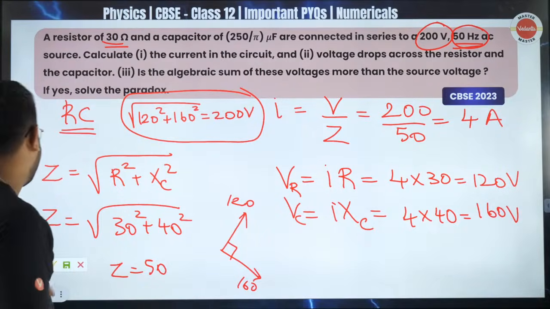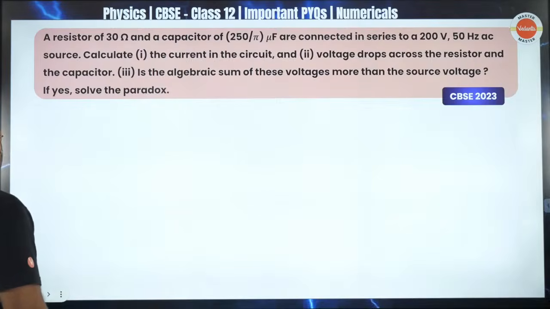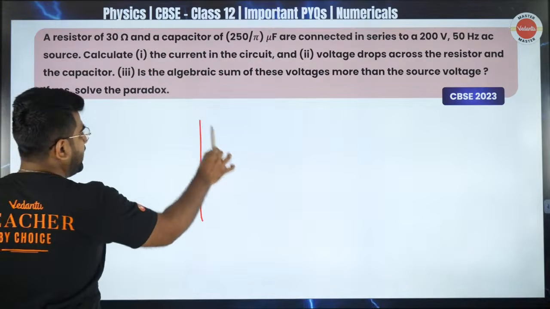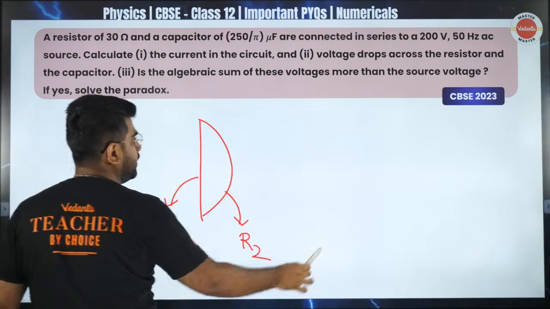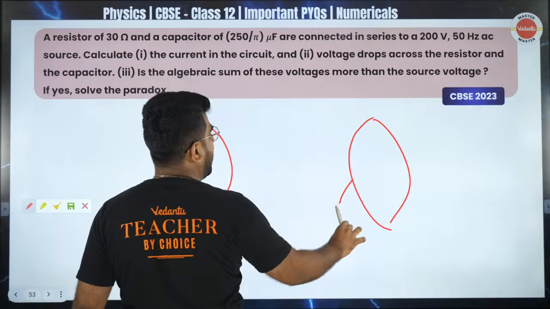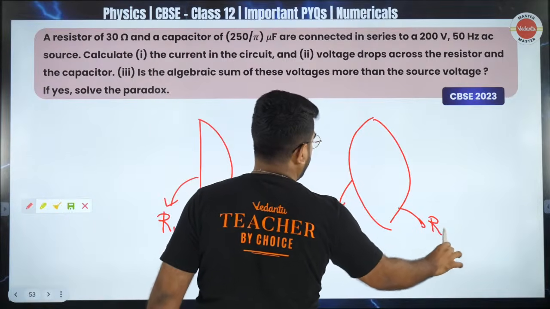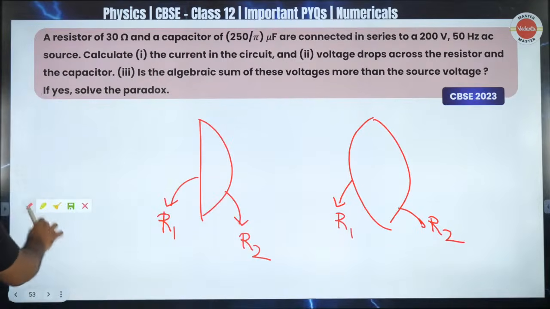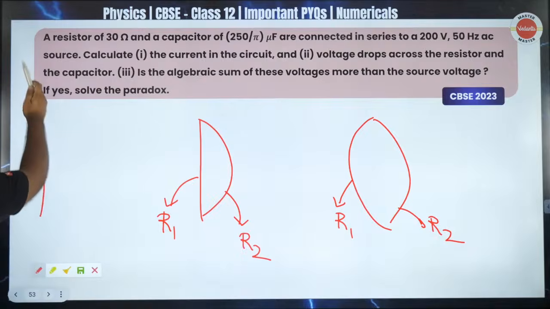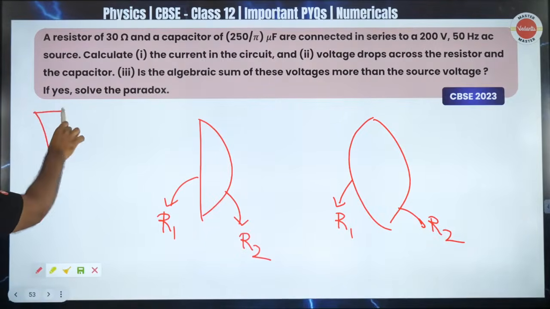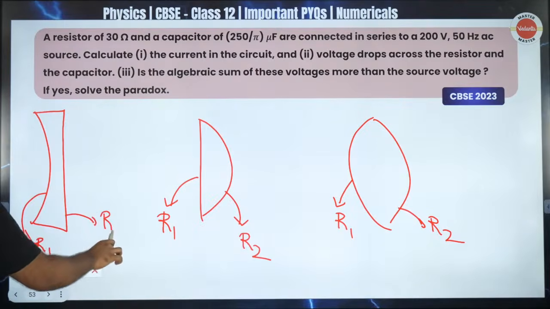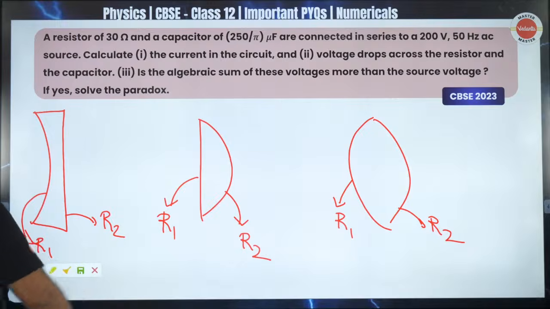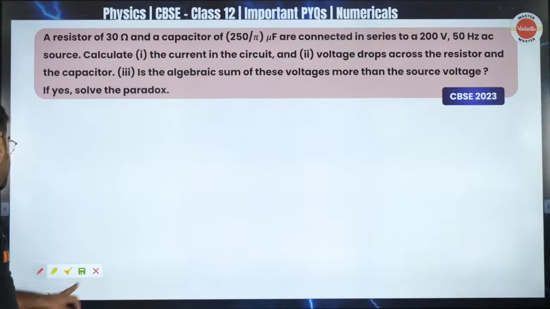R1 is the left side, sir? R1 is the one in the front. If it is like this, this surface is R1 and this is R2. If it is like this, this is R1 and this is R2. R1 is always in the front. R2 is the one in the back. Okay. Are you all clear? Okay. So let's go to the next question.